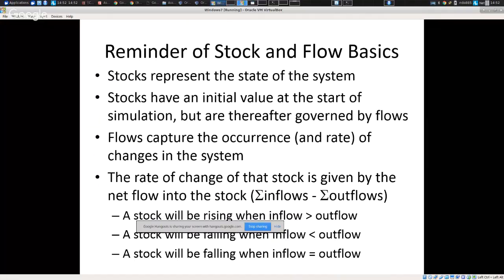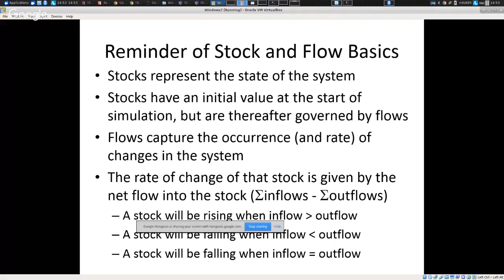Flows capture the occurrence of changes in the system. Stocks represent the current situation. Flows represent rate of change to that situation over time. And if we have a given stock, how quickly that stock is changing and whether it's changing quickly up or down, the rate of change of that stock, positive or negative, is given by the net flow into the stock. Specifically, the derivative of that stock, how quickly it's changing per unit time, is given by the sum of the inflows minus the sum of the outflows.